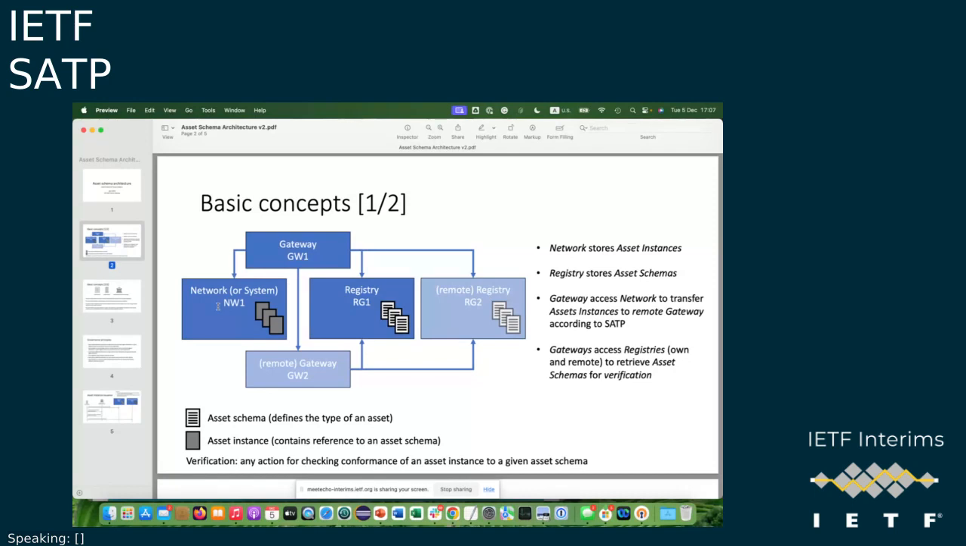So the gateways access the network to transfer asset instances. And they're doing that by executing the SATP protocol with a remote gateway, G2. In order to be able to understand the structure of the asset, the gateways access registries, either their own registry or remote registries, so they can retrieve the asset schemas in order to verify that the asset instance complies with the definition of its asset type, which is the asset schema.